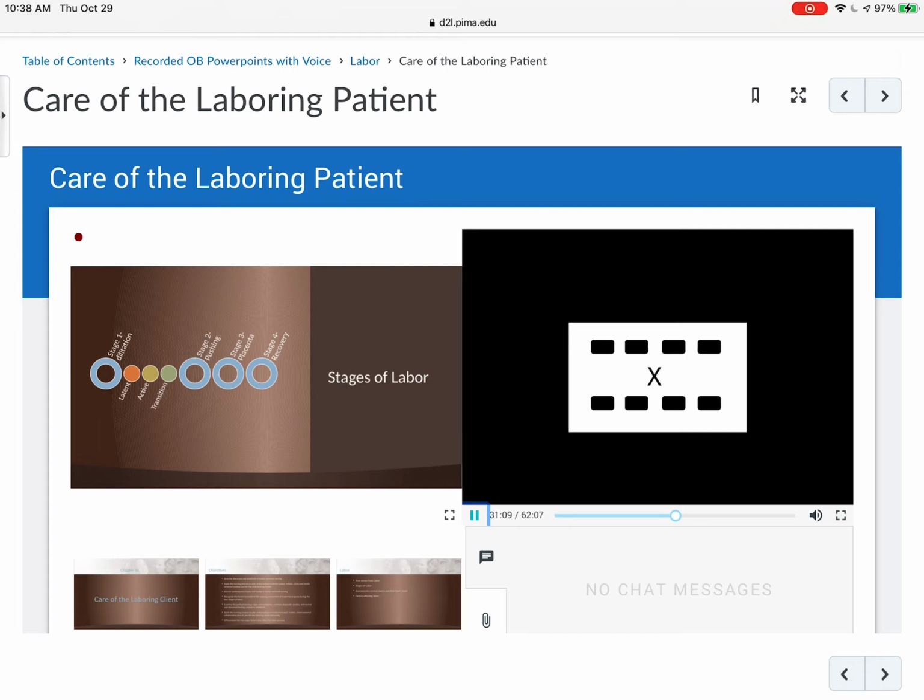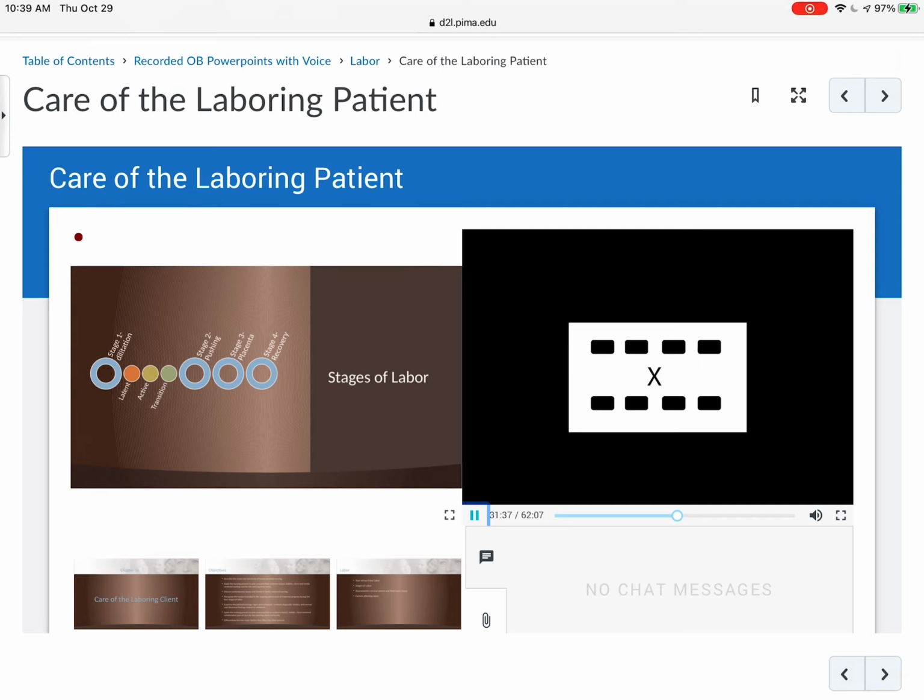Transition is when you're about 8 to 10 centimeters. A patient will get a little anxious. They may get a little hot. They may even throw up. They may get a little shaky. They're transitioning into the second stage of labor, which is the pushing. The cervix is pretty thinned out, the baby's coming down the birth canal, and they're getting ready for the second stage. And the second stage is all the pushing.